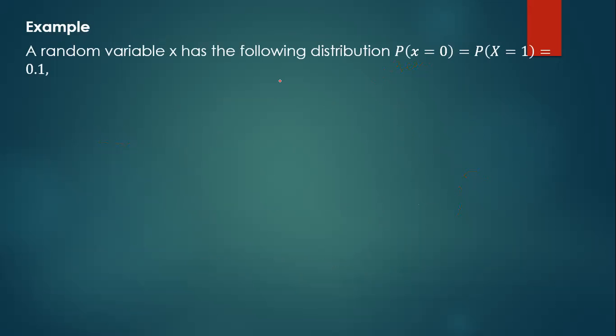So I think let us do an example. We are saying a random variable x has the following distribution. Probability of x equaling 0 is equal to probability of x equaling 1, and that is 0.1. Then probability of x equaling 2 is 0.2. Probability of x equaling 3 is the same as probability of x equaling 4, and that is 0.3. So what we are going to do is to have this information in table form.